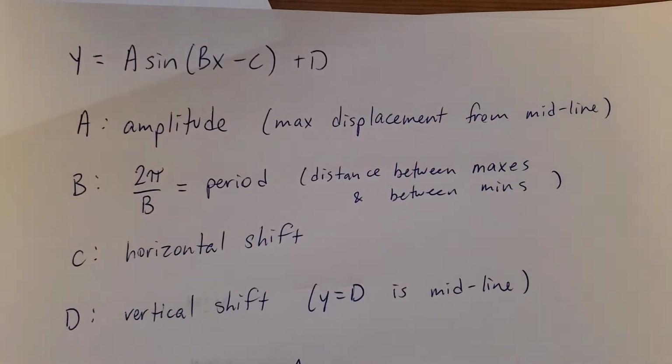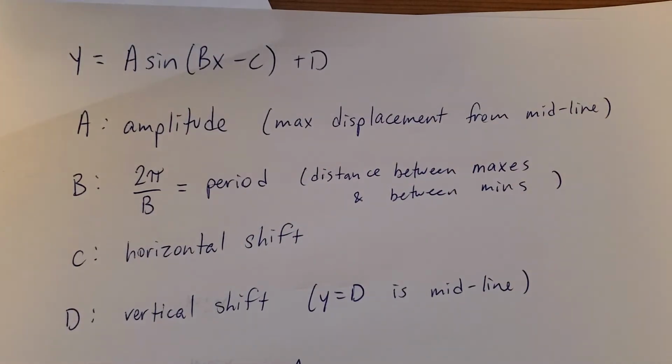You get period from B. 2 pi divided by B is the period. The period is the distance between the tops of a graph, the maxes, or the distance between the mins. It's how far the graph moves before it repeats itself. C is the horizontal shift, and we really don't worry too much about that.